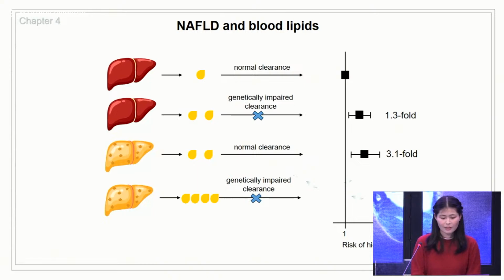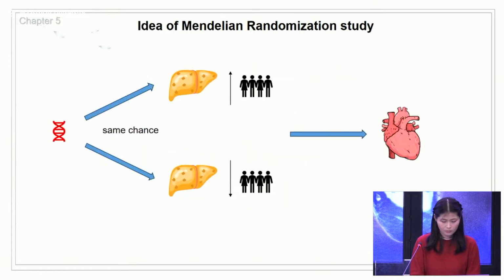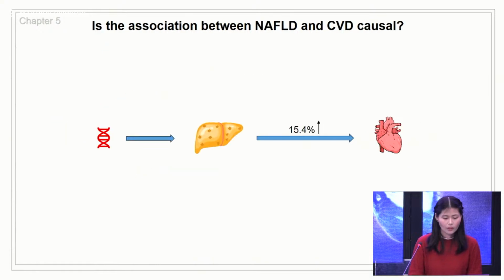We would like to further examine the association between NAFLD and cardiovascular disease. We used the method of Mendelian randomization analysis again. And the results showed that the DNA-related NAFLD was positively associated with the risk of developing cardiovascular disease. NAFLD patients had an about 16% higher risk of developing cardiovascular disease compared with non-patients.